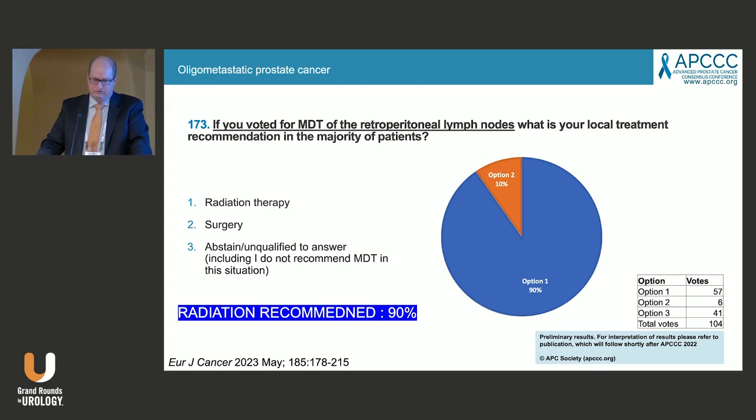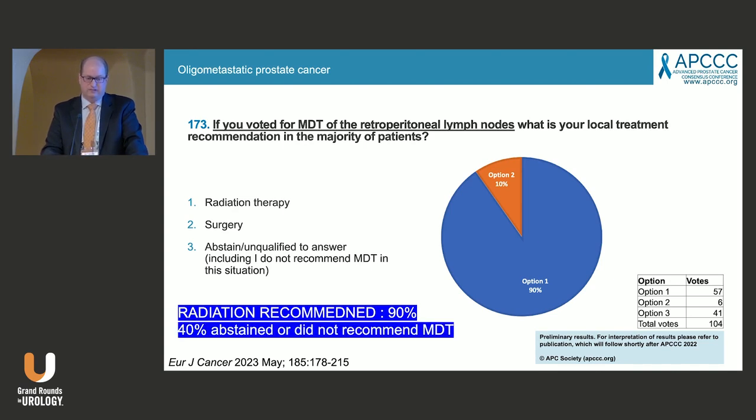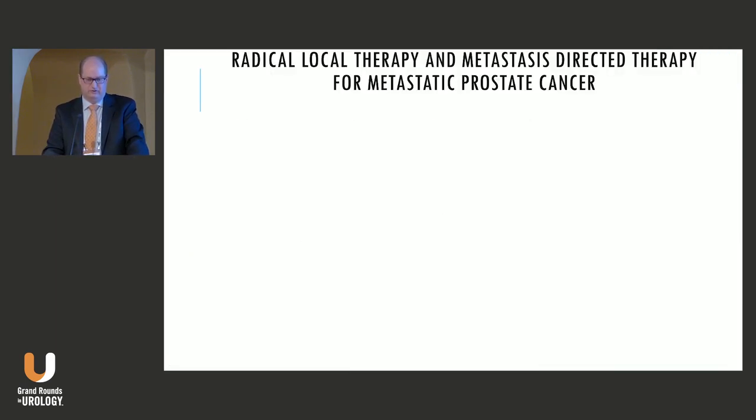And again, when they asked about treatment modality, 90% of the respondents recommended radiation therapy as the treatment modality for the retroperitoneal lymph nodes in the setting of metastatic prostate cancer with 1 to 3 lesions. 40% of those, notably in this case, did abstain because they either didn't recommend it or they didn't feel qualified. So I think that's worth noting.